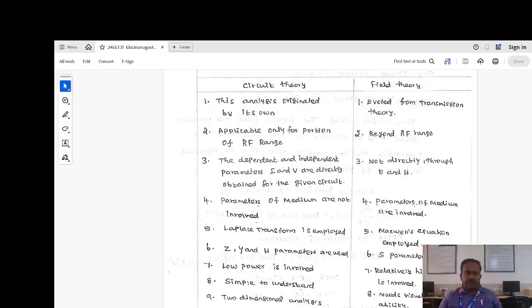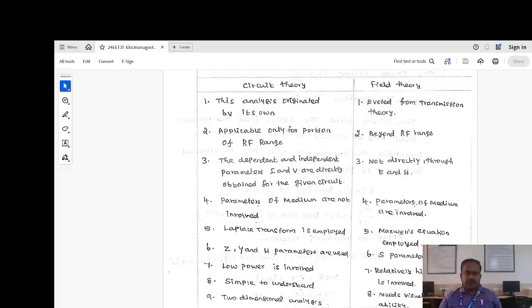In circuit theory, we concentrate on Z, Y and H parameters, whereas in field theory we use S parameters. In circuit theory, low power is involved, whereas in field theory relatively high power is involved. Circuit theory is simple to understand, whereas field theory is an analysis part that needs visualization ability to understand the concept.